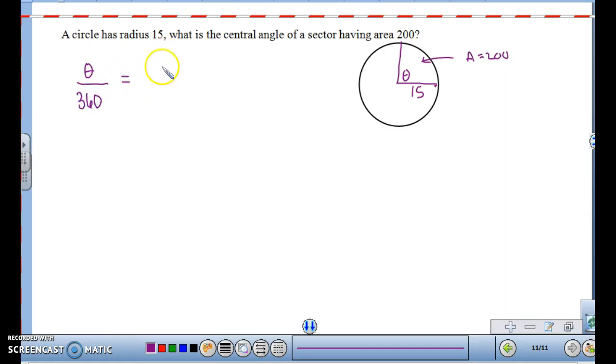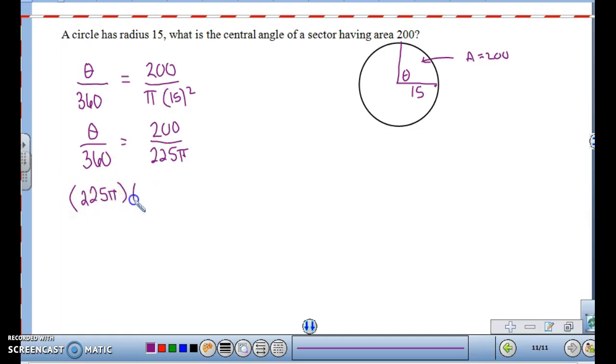The area of the sector is 200, and the area of the whole would be pi times 15 squared, because that's the whole area. So it's theta over 360 is equal to 200 over 225 pi. Okay, 15 squared is 225. Cross multiply, you get 225 pi times theta is equal to 200 times 360 is 72,000. All right, so theta is going to equal 72,000 divided by 225 pi. Now again, make sure that's in parentheses when you put it in your calculator. You'll get the wrong answer.